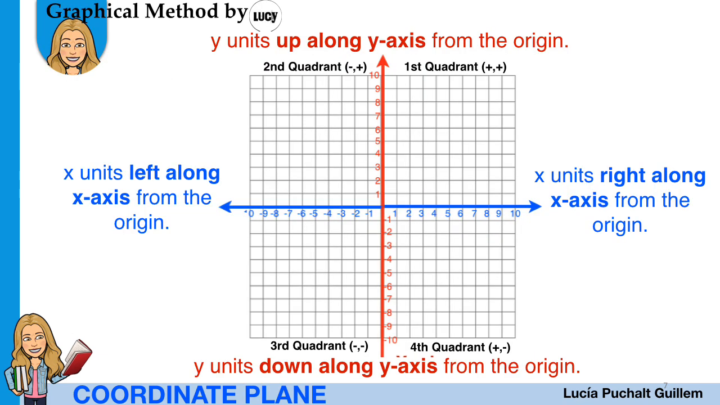The coordinate plane has 4 quadrants. In the first quadrant, x is positive and y is positive. In the second quadrant, x is negative and y is positive. In the third quadrant, x and y are negative. In the fourth quadrant, x is positive and y is negative.